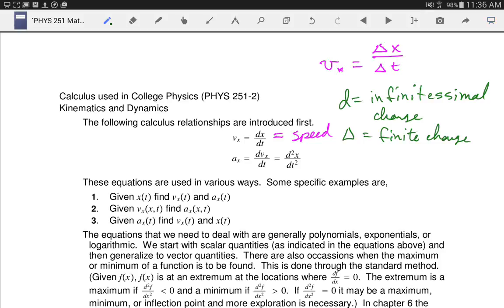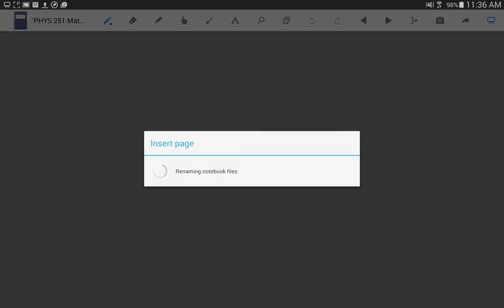And of course, all the things you've learned in calculus are how we deal with those infinitesimal changes. So I'm going to start with this equation right here and show how we deal with that. Now, first of all, we could have an equation for, and I'm just going to add a new page in here.